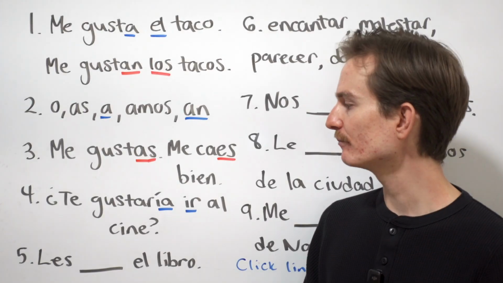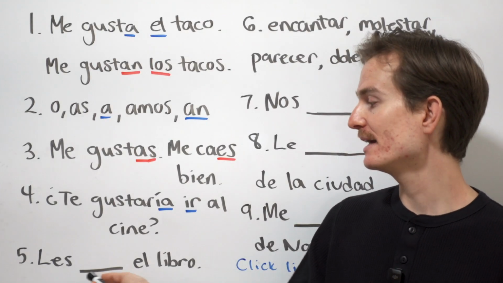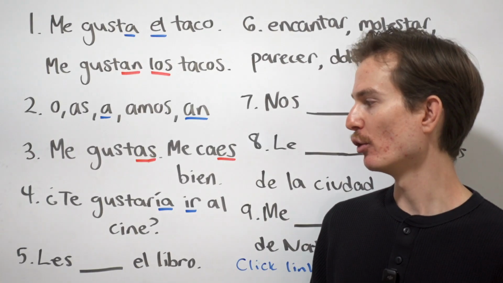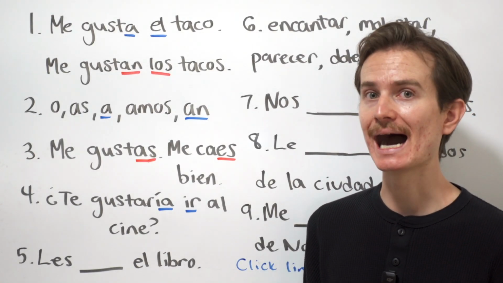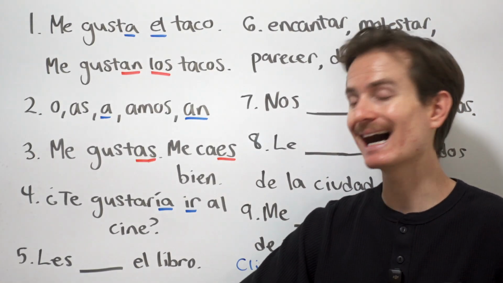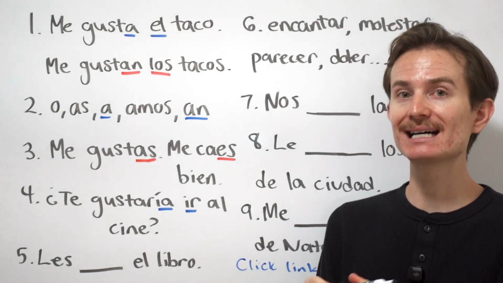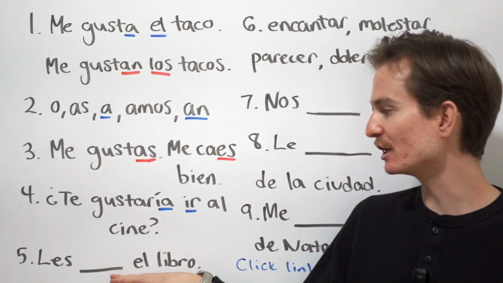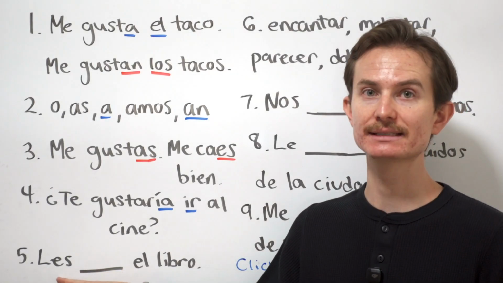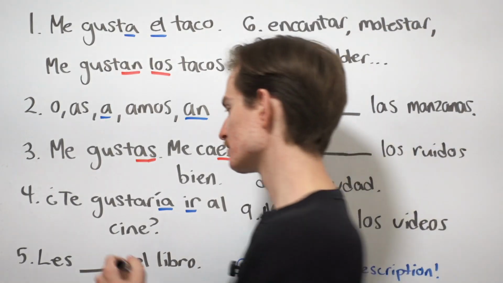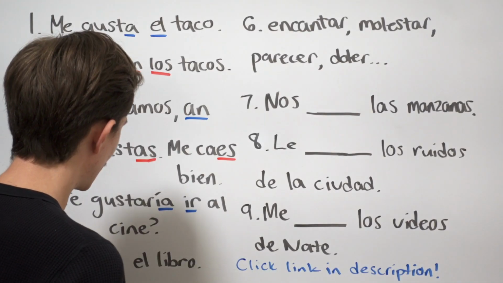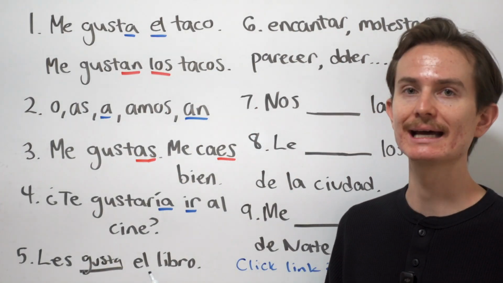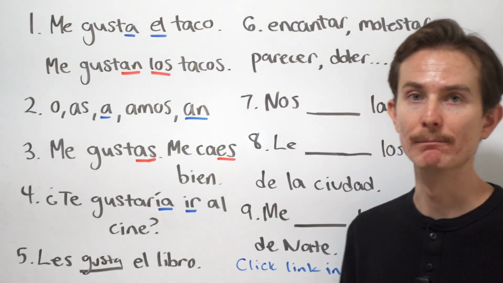Let's use gustar here. How would I say, they like the book, or you guys like the book, okay? It would be les gusta, right? Les gusta el libro, okay? Because el libro is the singular noun, right? So it wouldn't be gustan, even though this is les, it's gusta, okay? So I'll write that here, and then we'll take a look at the next side of the board. All right, so there you can see in my terrible writing, les gusta el libro. They like the book, okay?